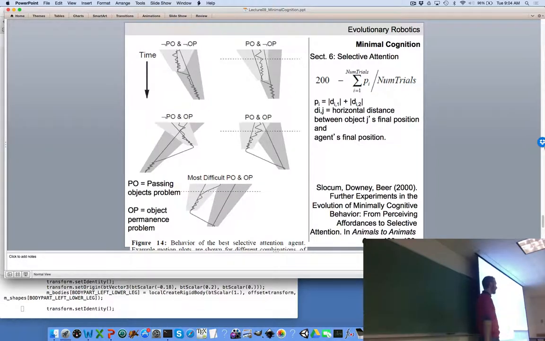Why is it so much better on that last one than the first one at deciding at the beginning? Why is it so much better in this case than it is in this case? Yeah. Good question.